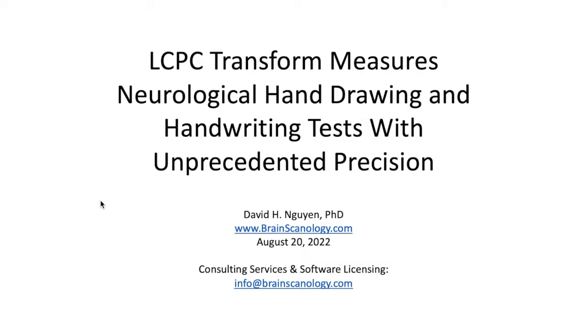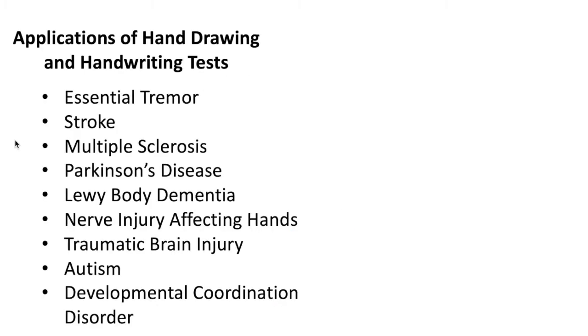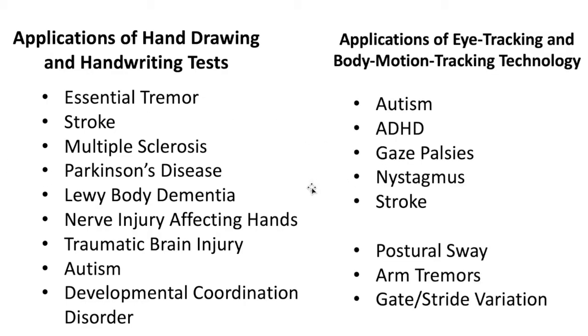In today's presentation, I'm going to talk about how our technology will revolutionize the assessment of hand drawing and handwriting tests that are important in neurological conditions. I'll be talking about tests that are important for assessing essential tremor, Parkinson's, autism, and developmental coordination disorder. However, at the end of the presentation, I'll briefly talk about how our technology also applies to the movement data that comes from eye tracking and body motion tracking technology. These technologies are important for understanding autism, ADHD, gaze palsies, nystagmus, and body motions such as postural sway.